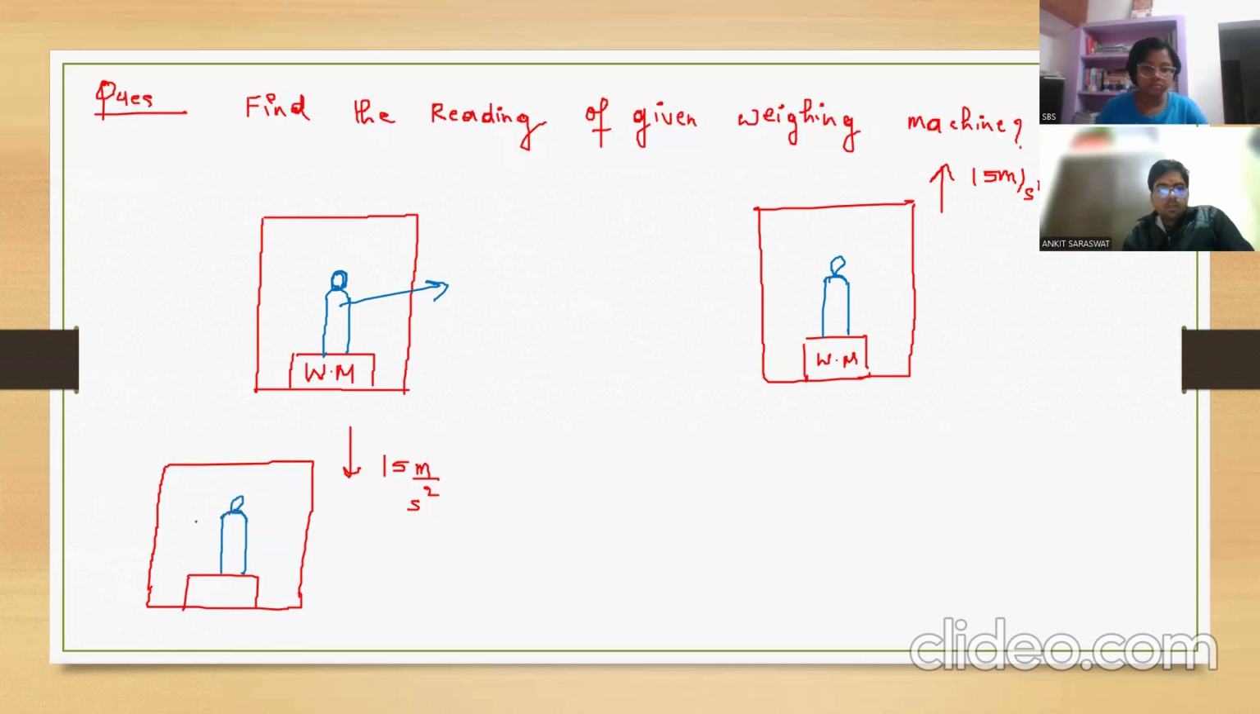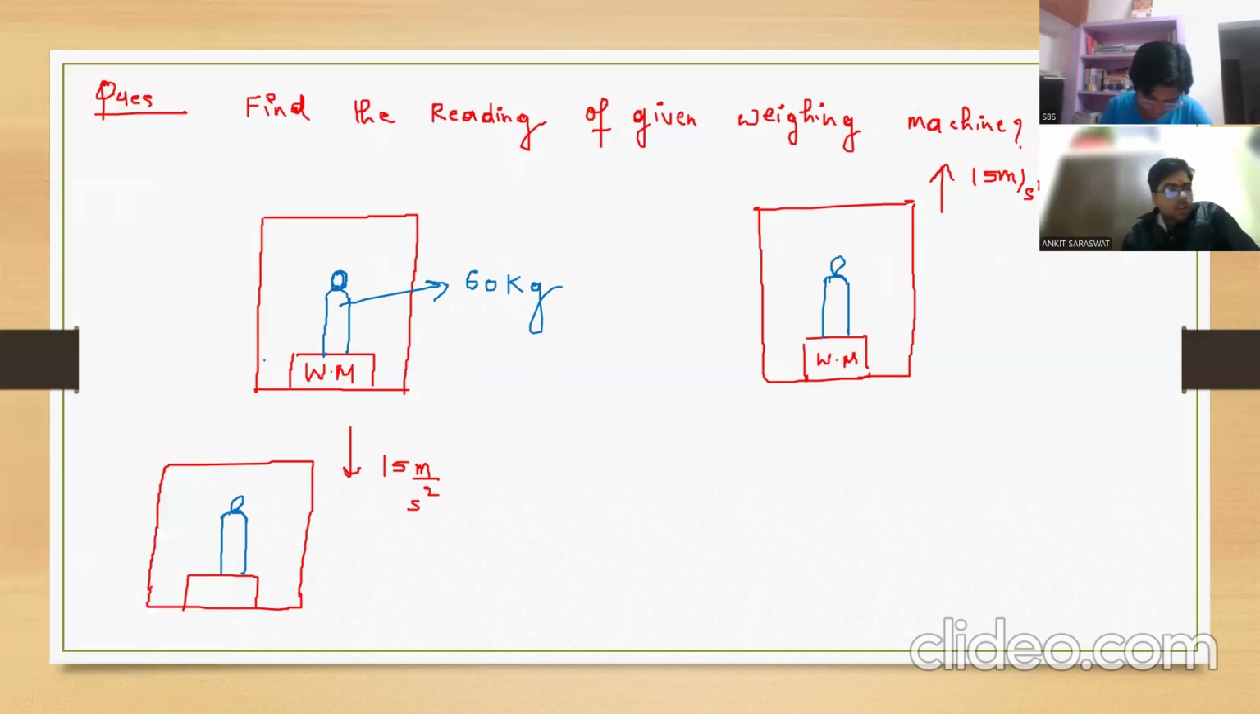Here the mass of the person is given as 60 kg. Clear? Then tell me the reading of the weighing machine. Draw the free body diagram in all the cases.